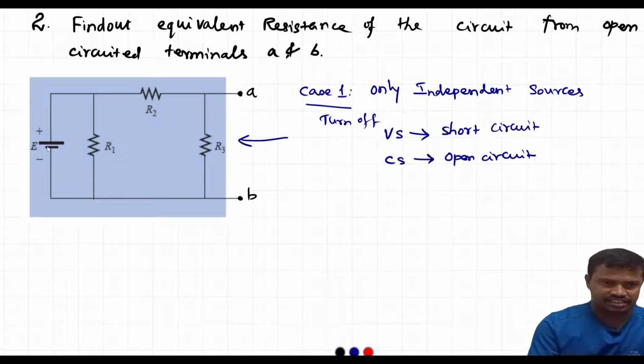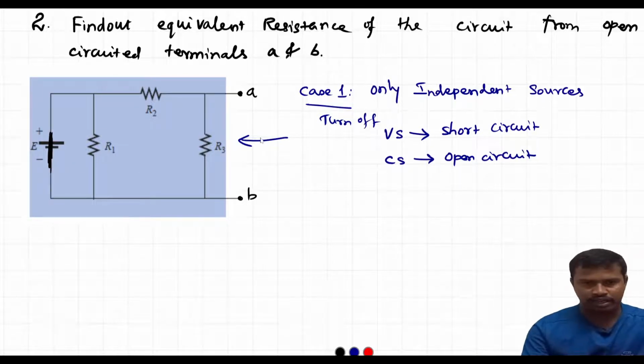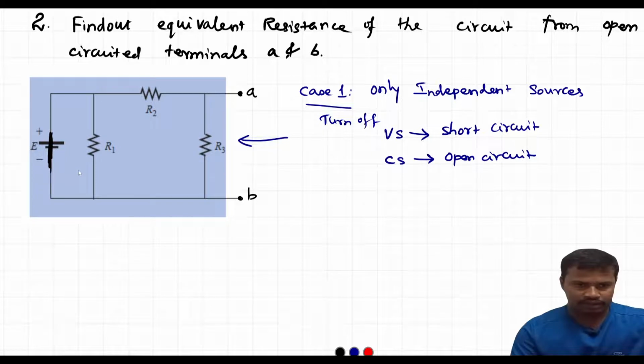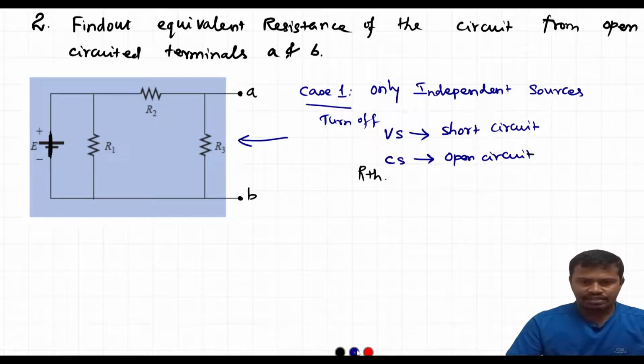Now in this case, the voltage source is available and internal resistance is not available, so we can directly short circuit it. Then we can find out the equivalent resistance by looking from the open circuited terminals. Now we can find out one value, or RTH. Next, case 2.